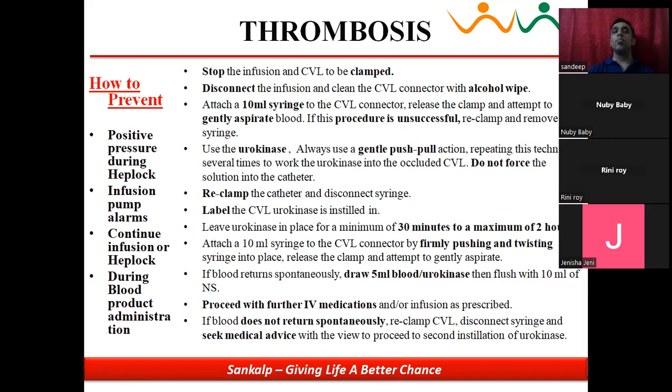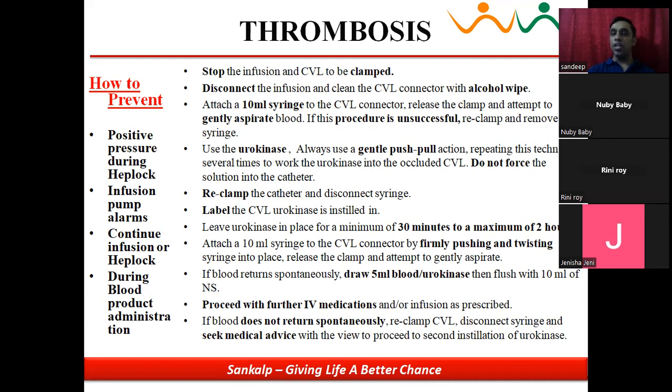So if a block happens, how to handle that? First of all, a block should not happen, but if anything happens, how to handle it? First of all, stop all the fluids, medications, everything, clamp it and do the hand wash and aseptic technique. Open the tray, disconnect the continuous fluid infusion, clean with the spirit swab, connect the 10 ml syringe. We are not supposed to push. If the clot is there, we are not supposed to push. We have to withdraw, slowly and gently.